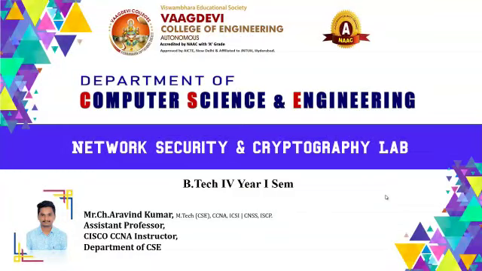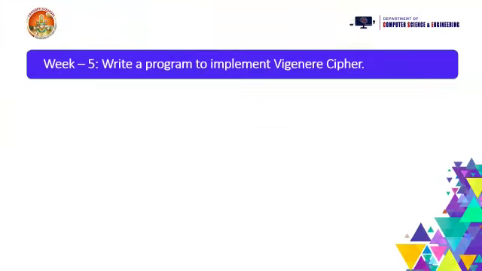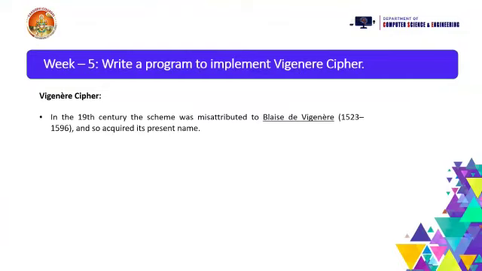I am going to explain Network Security and Cryptography Lab. Our week 5 program is to write a program to implement the Vigenere Cipher. Vigenere Cipher is a substitution cipher. In the 19th century, the scheme was misattributed to Blaise de Vigenere and so acquires its present name.